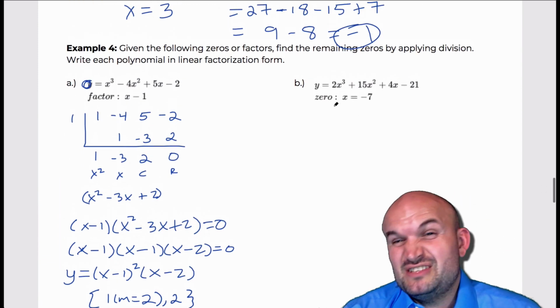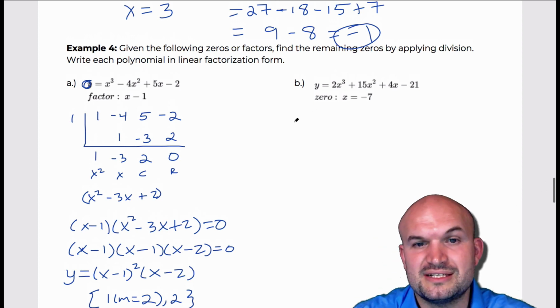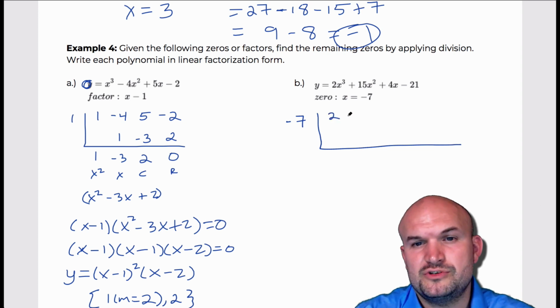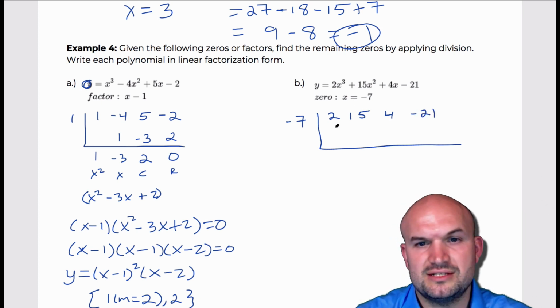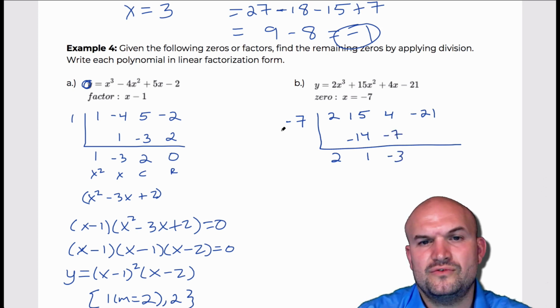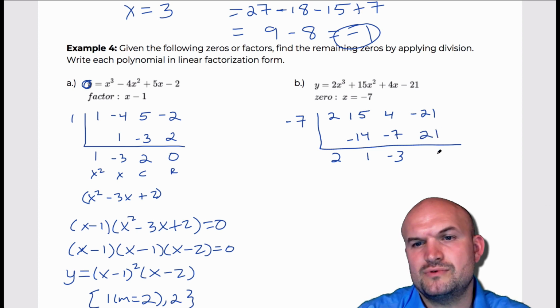The next one I'm already given negative 7, so awesome. It's already written as a zero, so I'll just put it on the outside. And then I'll take my coefficients, which would be 2, 15, 4, and negative 21. I don't have any missing terms, so that's awesome. Bring down the 2. 2 times negative 7 is negative 14. 15 plus negative 14 is 1. 1 times negative 7 is negative 7. Then I have 4 plus negative 7, which is negative 3. Negative 3 times negative 7 is positive 21. Then negative 21 plus 21 is 0.